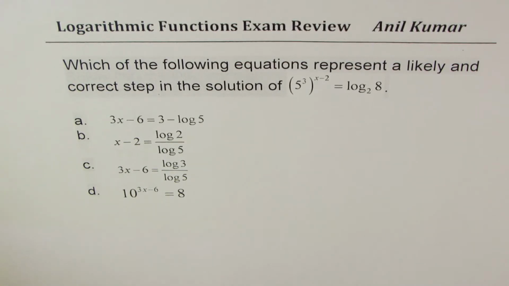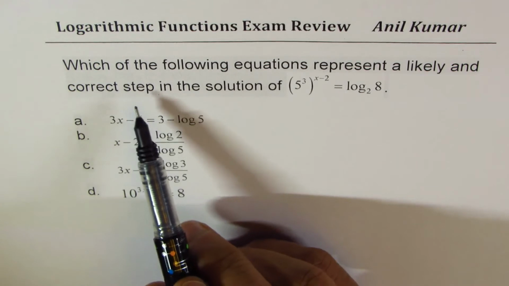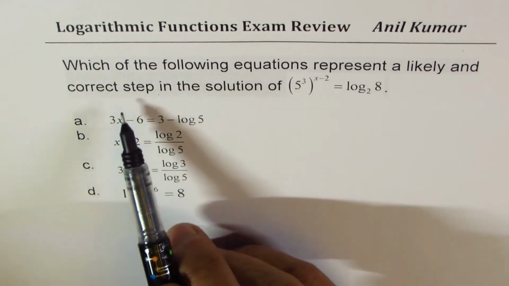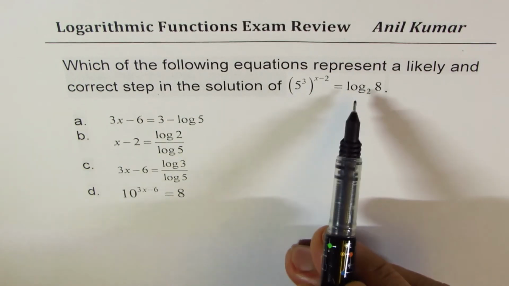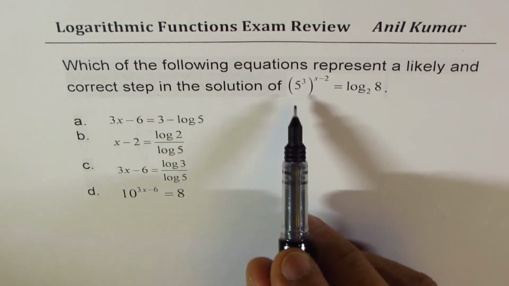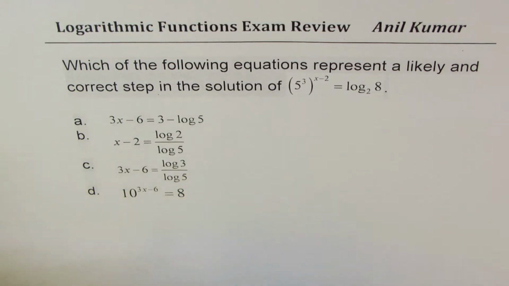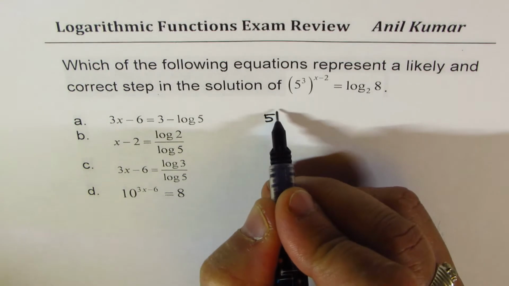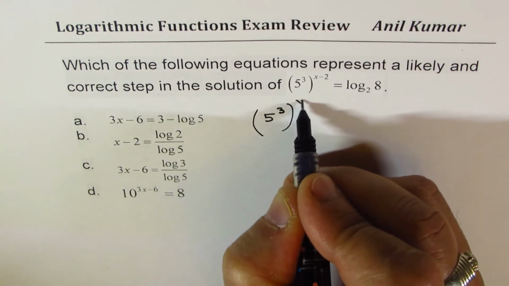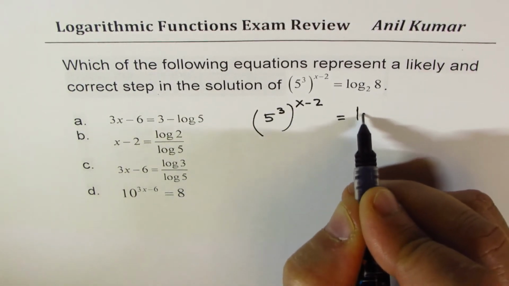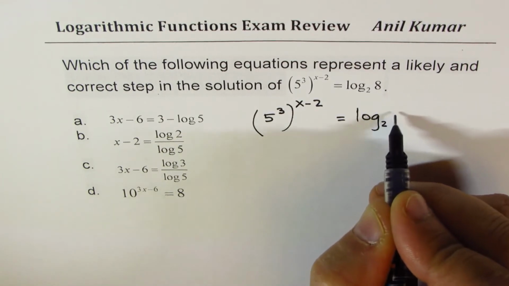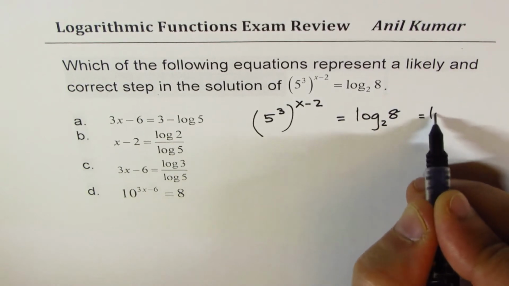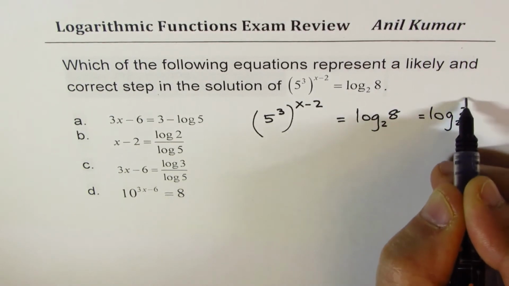The next question is kind of a communication question which says, which of the following equations represent a likely and correct step in the solution of that equation? So the best way to solve this is really to find the solution, right? And then we'll match what step is common. So it is log to the base 5 cubed of x minus 2 equals log to the base 2 of 8. So I can write 8 as 2 cubed, right? So I could write this as log to the base 2 of 2 cubed.